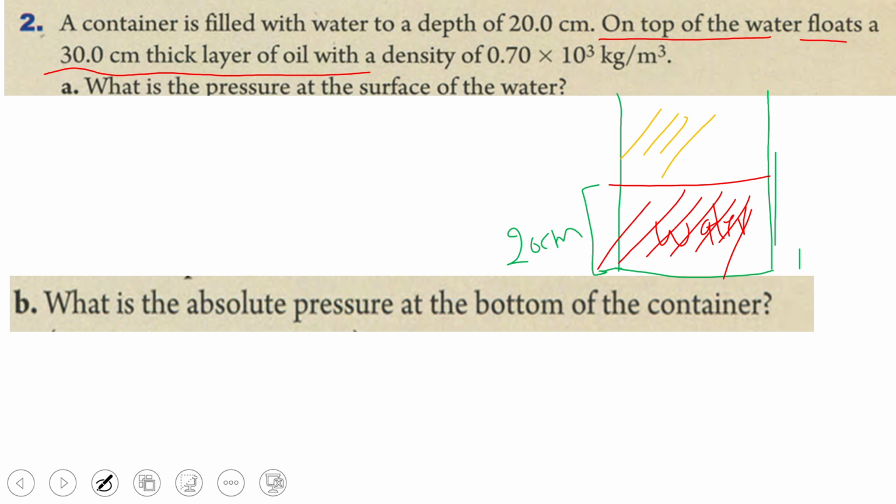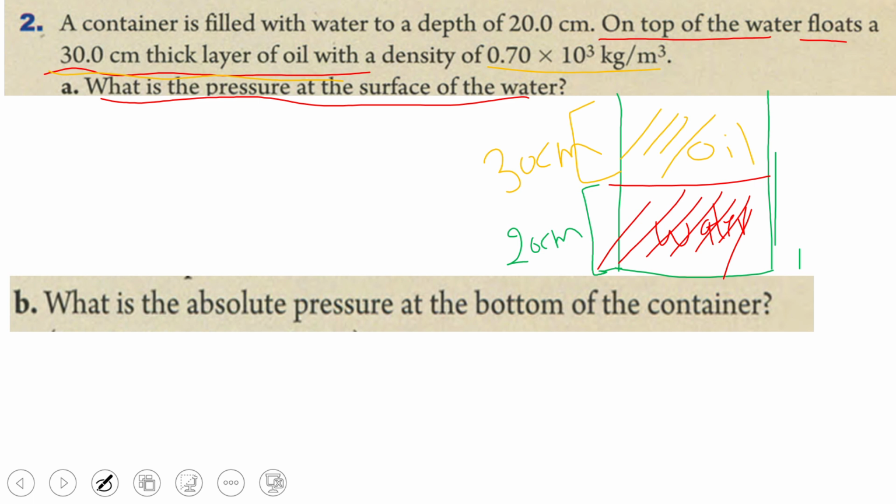The top of the water, of course, in here, is filled by which type of liquid? By oil, a 30 centimeter thick layer of oil we have. So in here is oil, 30 centimeter. Now this is the density of the oil. Just understand what the question said. What is the pressure at the surface of the water?